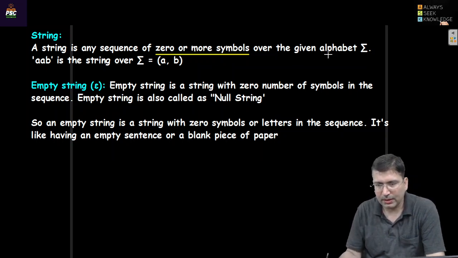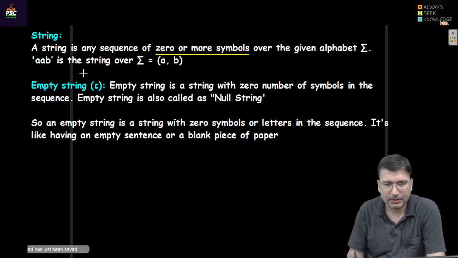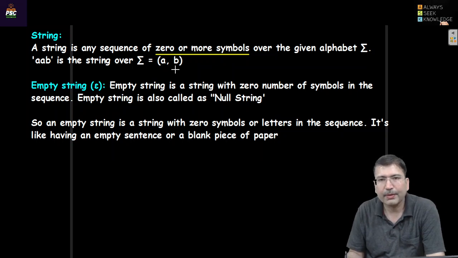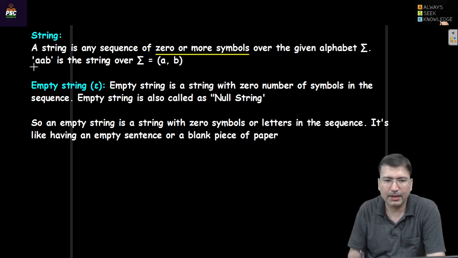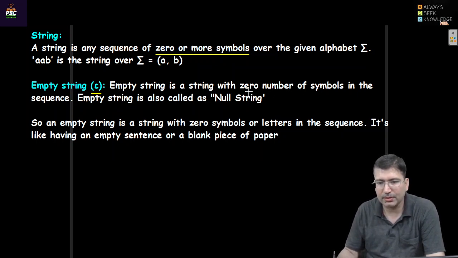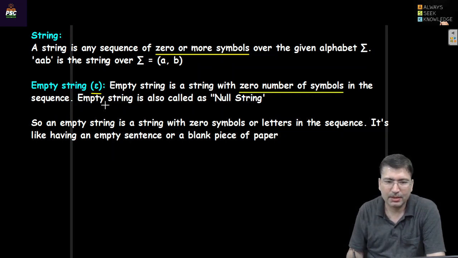Okay, so over a given alphabet, like you can take one string AAB, which is defined over the alphabet {A, B}. There are only two symbols, and any string I can take. Let's say I have taken AAB here. Generally the empty string is represented with the epsilon symbol. So the empty string is a string with zero symbols, no symbol will occur in the sequence. The empty string is also called the null string.